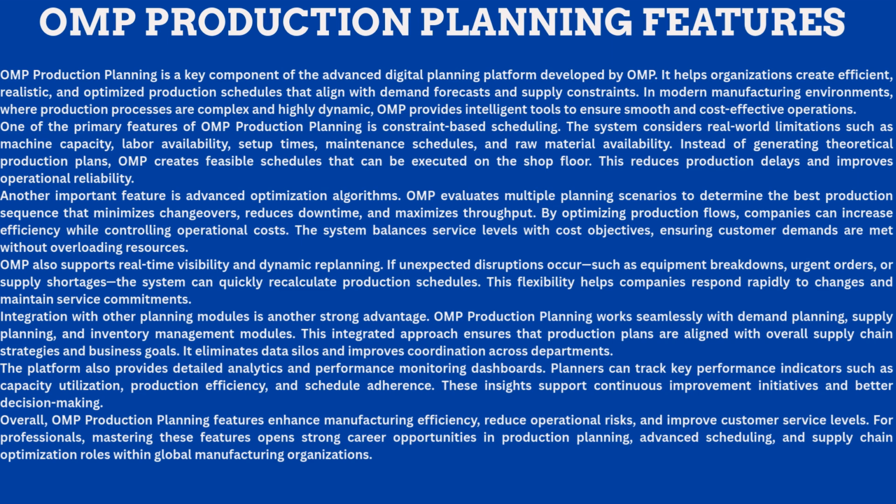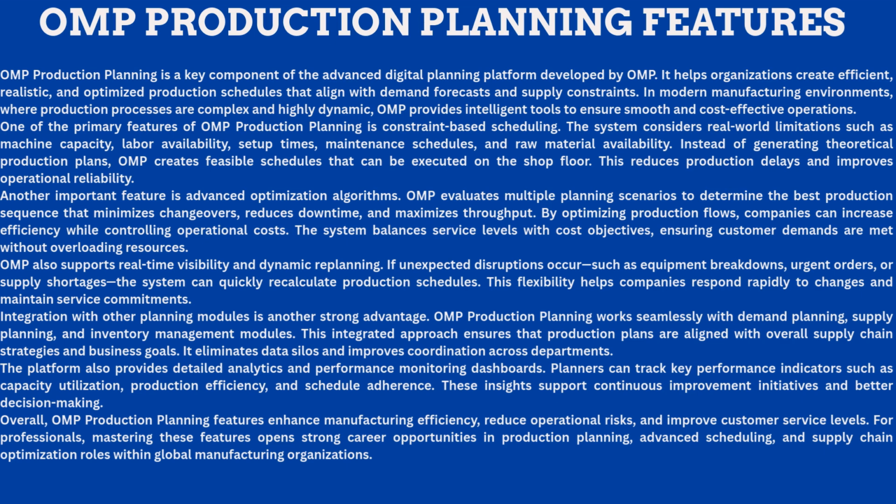One of the primary features of OMP production planning is constraint-based scheduling. The system considers real-world limitations such as machine capacity, labor availability, setup times, maintenance schedules, and raw material availability. Instead of generating theoretical production plans, OMP creates feasible schedules that can be executed on the shop floor. This reduces production delays and improves operational reliability.